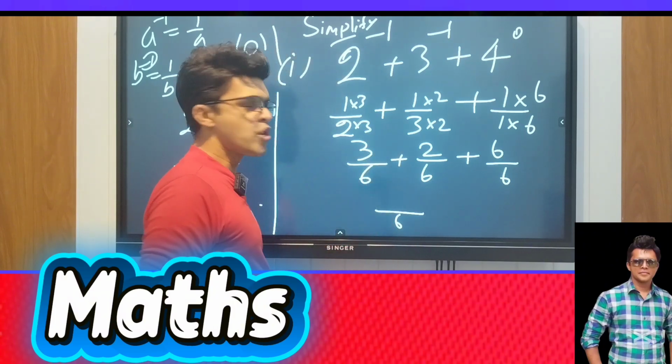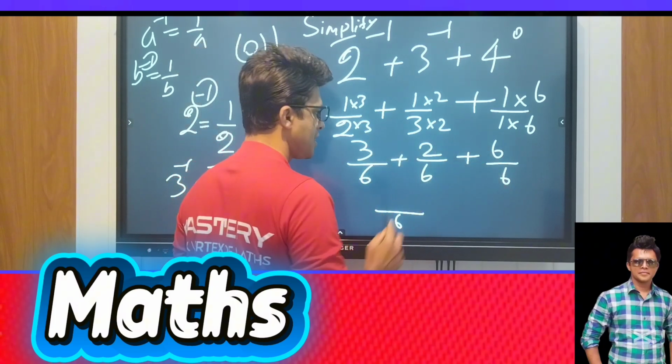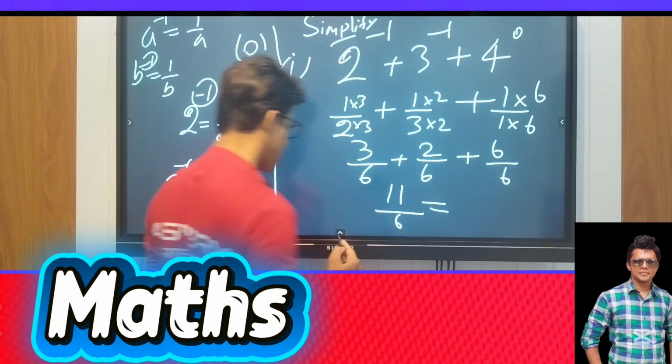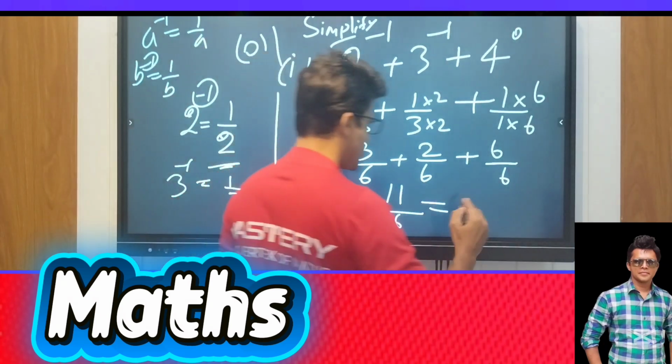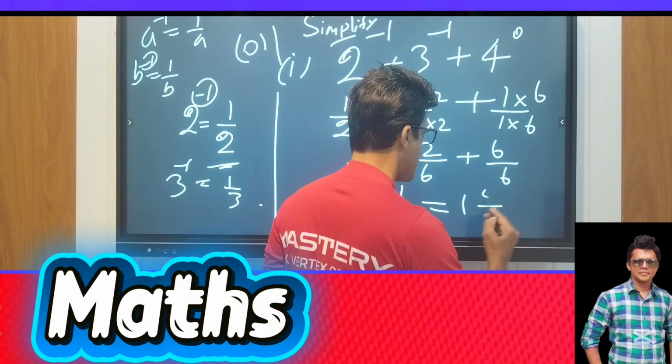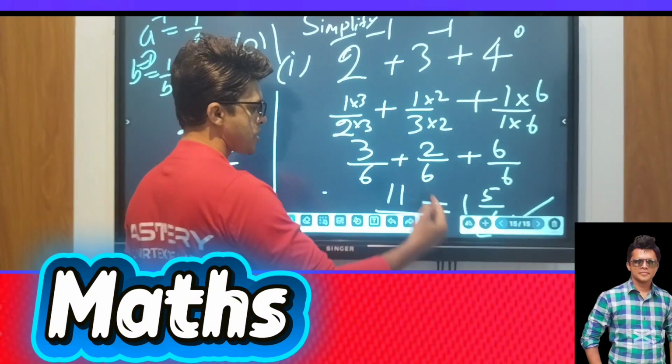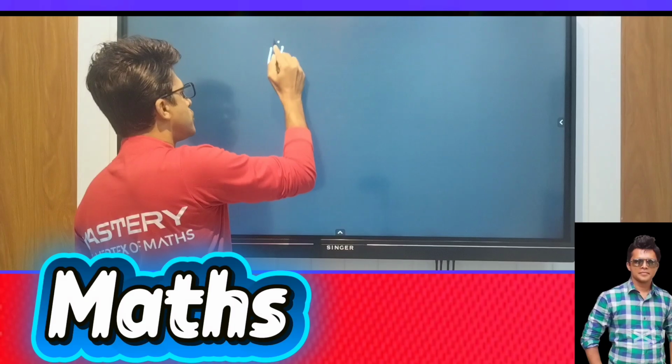Now we add the numerator values: 3 plus 2 is 5, plus 6 is 11. This can be kept as a mixed number, 1 and 5 over 6. The answer. Okay, we simplified that one.